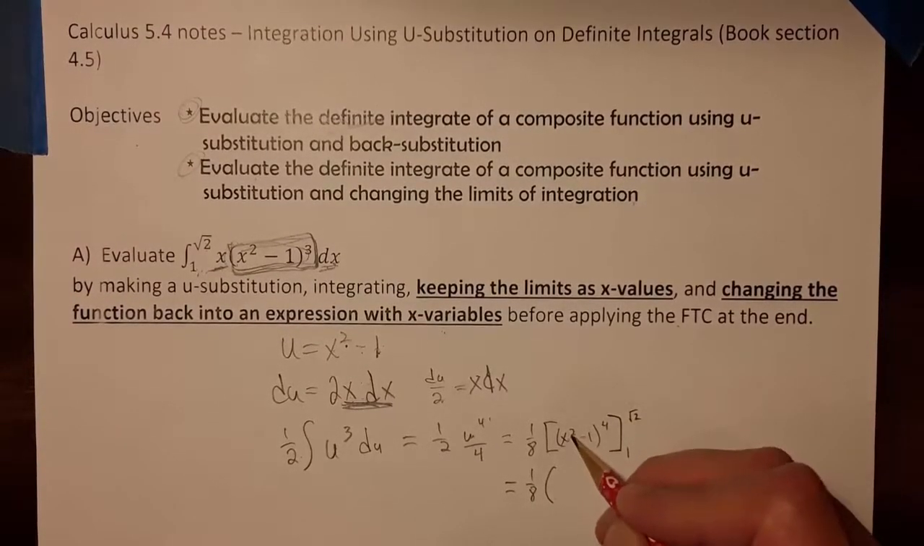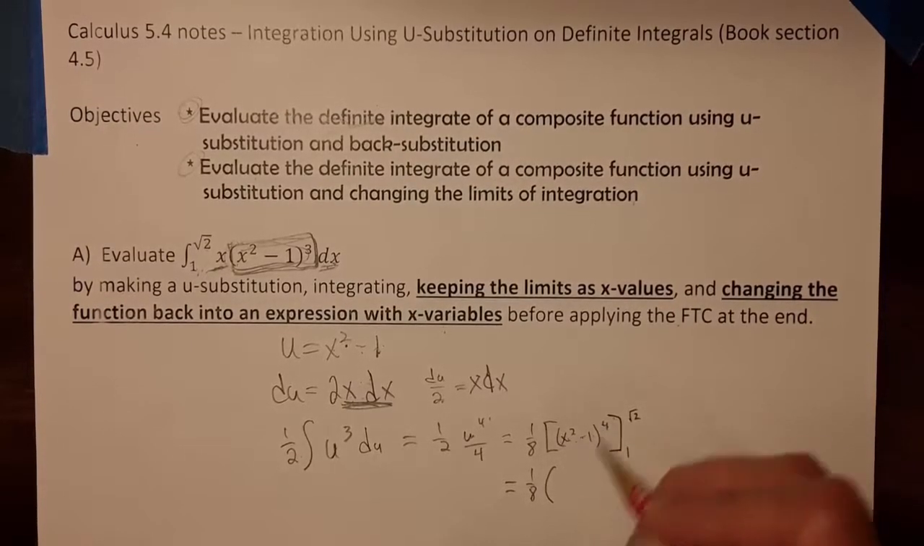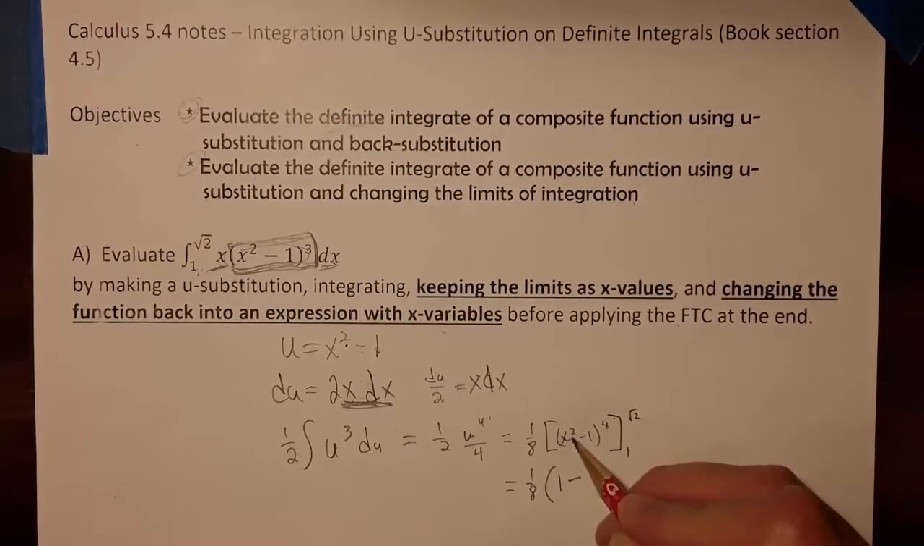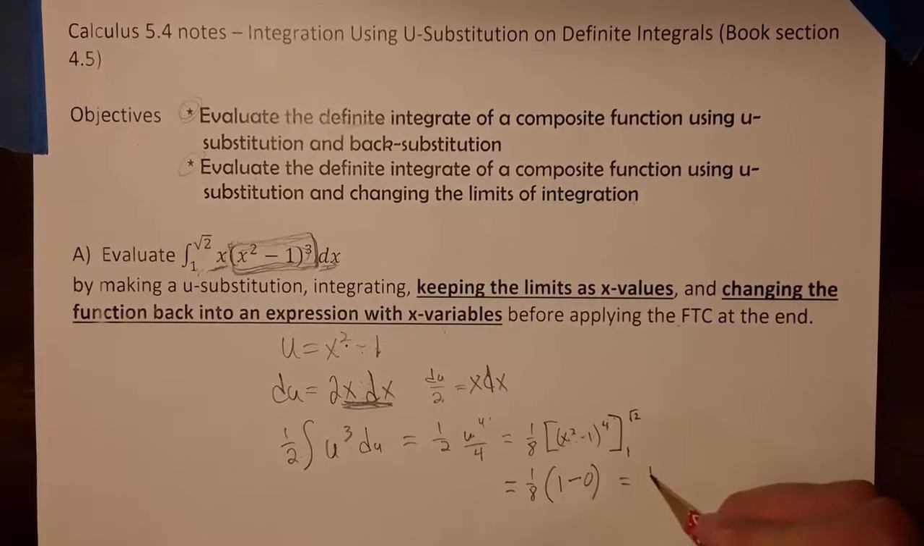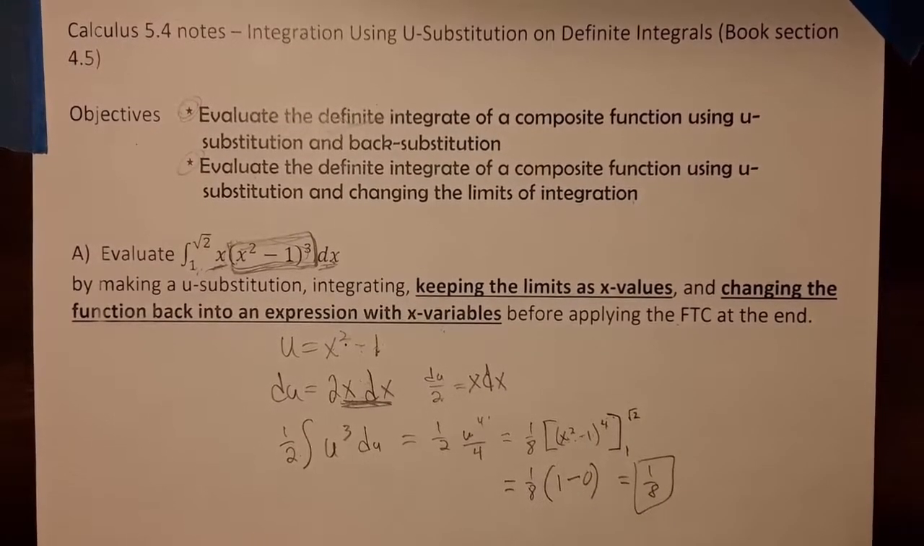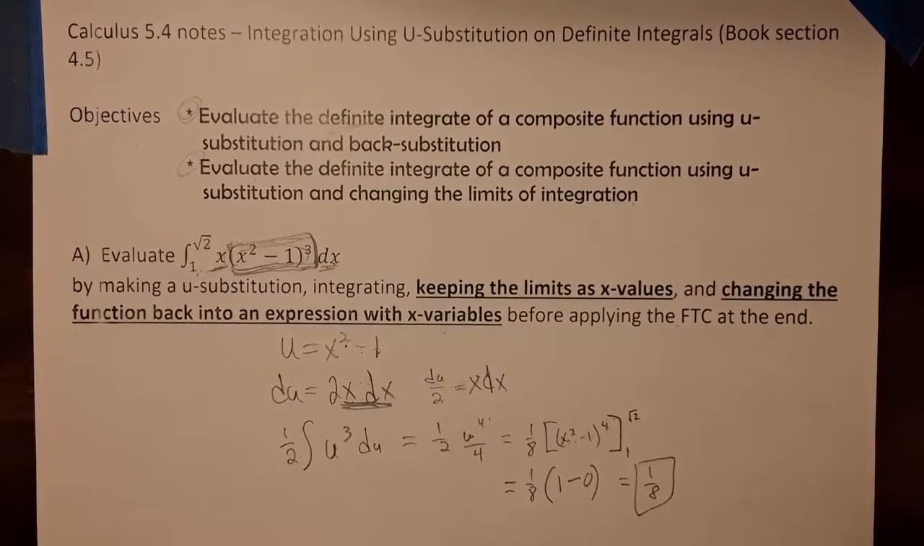Plugging in square root 2, squaring that gives me 2, minus 1 to the 4th would be 1 to the 4th. Plugging in 1 gives me 1 squared minus 1, which is 0 to the 4th. So I literally just get 1/8 for a final answer here.